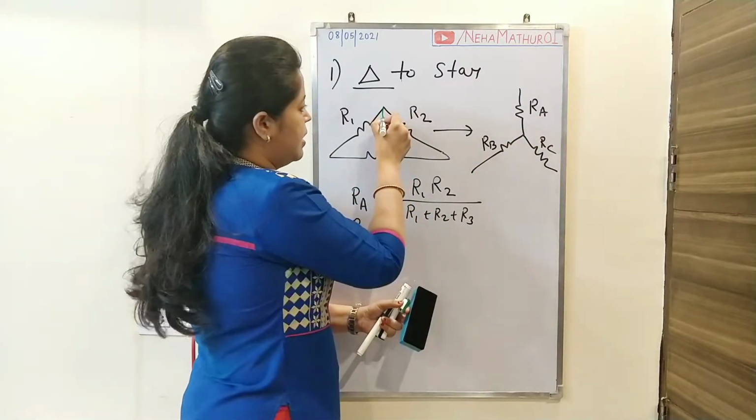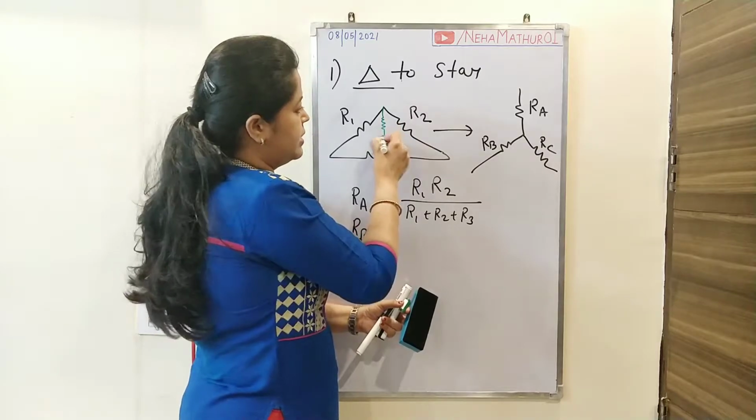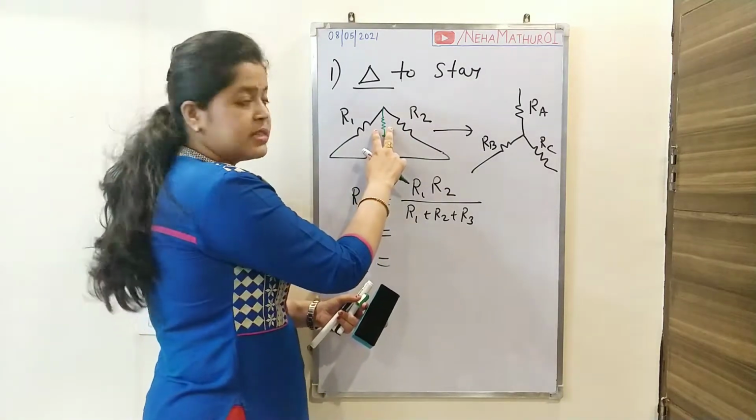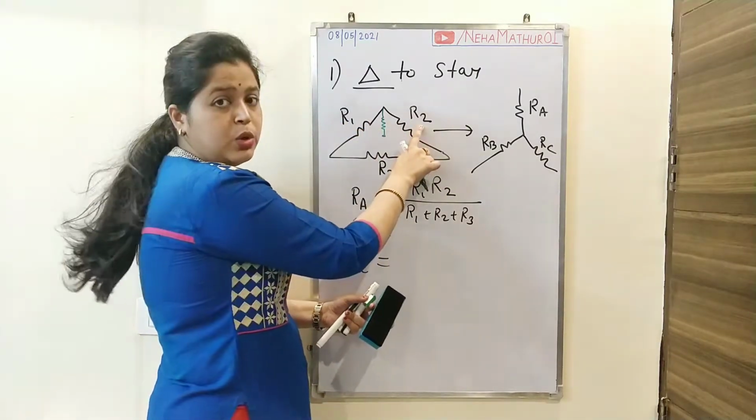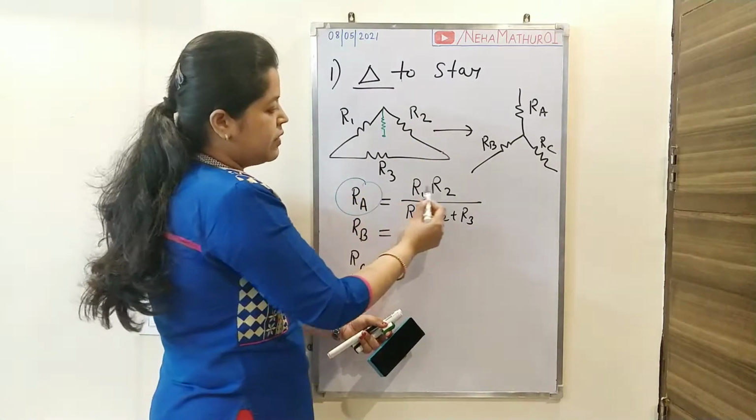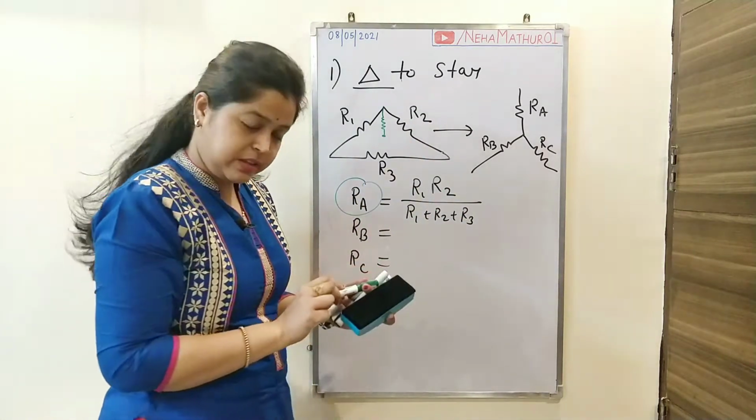See, RA means the resistance is going to be like this. So this is a replacement of R1 and R2. So the equivalent will be R1 R2 upon R1 plus R2 plus R3.